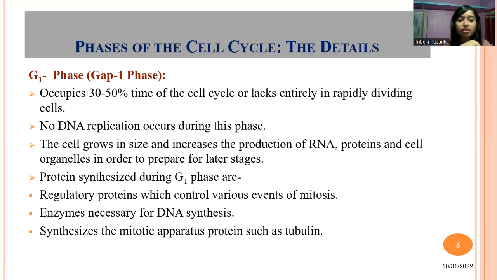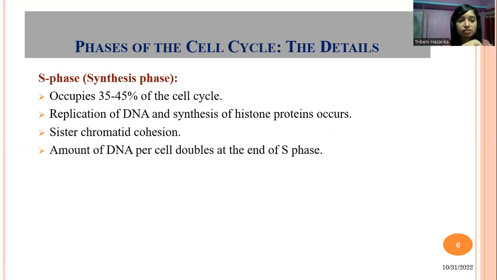And for the S phase, there are various enzymes which help in DNA synthesis, such as DNA polymerase. And a very important protein called tubulin, which helps in the formation of spindle fibers or the mitotic spindle, is also synthesized during the G1 phase. So this is about the G1 phase.